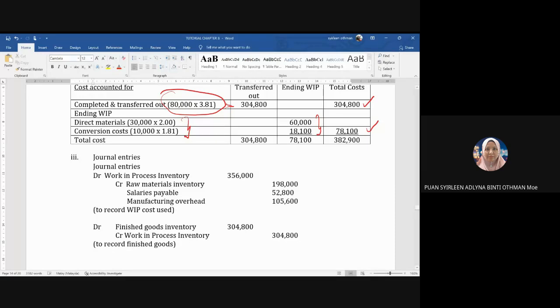Make sure yang ini raw materials inventory. Mesti ada inventory ni ya. You tak ada perkataan inventory ni, jawapan you salah. Sama juga yang dekat atas ni, work in process. Tak ada perkataan inventory ni, jawapan you salah. Tolong dengar ya, Madam cakap banyak kali ni. Jawapan salah kalau tak ada perkataan inventory.